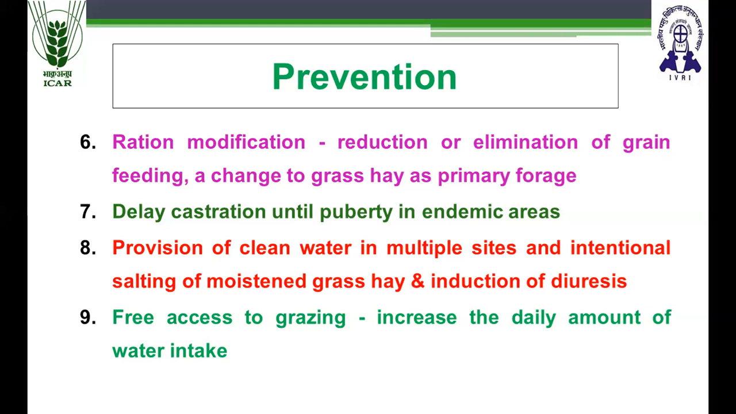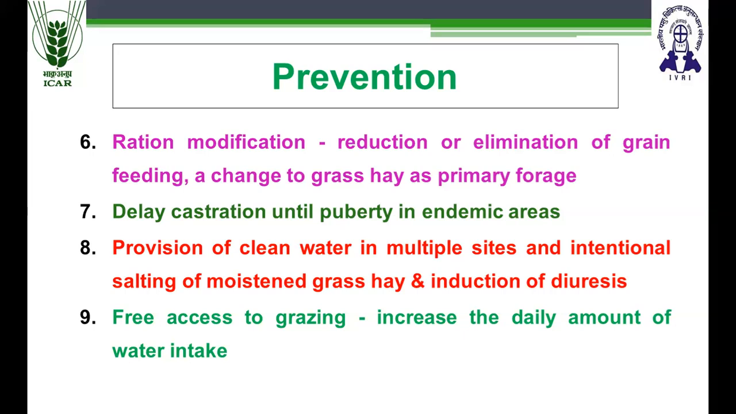Provision of clean drinking water in multiple sites, especially in extreme winter and extreme summer. We have to promote water intake. So we have to keep water at multiple sites, and intentionally we have to salt the moistened grass hay and induce diuresis. And free access to grazing, especially in areas where fresh fodders are available, we have to give free access to grazing, because it will increase the daily amount of water intake as well. But in endemic areas where there are oxalate or silicon silica plants, we have to restrict.